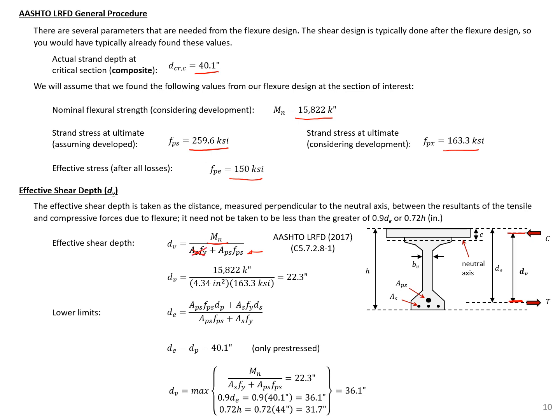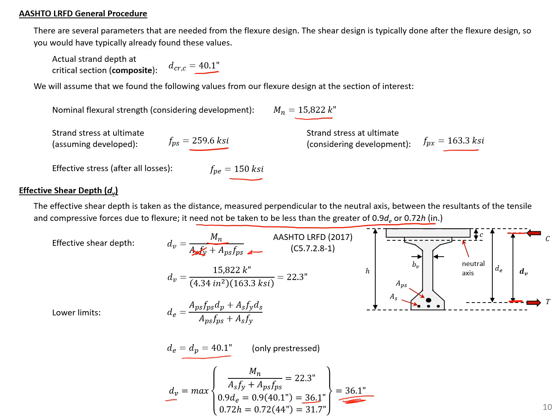So we can calculate dV here to be 22.3 inches. AASHTO tells us that the dV need not be taken less than the greater of 0.9 times dE and 0.72 H. So our d sub e is just the actual depth of our pre-stressing strands, 40.1, and our H is 44 inches. So we can calculate 0.9 times dE to be 36.1 and 0.72 times H to be 31.7. We'll see that 0.9 dE is the max here, so our d sub v, our effective shear depth, is 36.1.